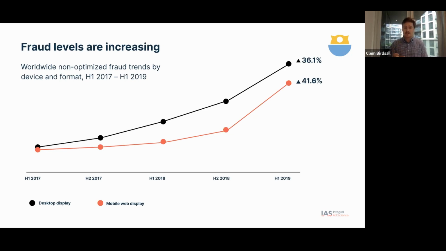It's also very interesting to note that desktop display, although it has a higher level of fraud, or we've measured a higher level of fraud, as more and more advertisers have transitioned to mobile, you can see between 2018 and 19 that rate has increased significantly. And that is fraudsters following where the money goes. If there's more money and more advertisers going towards mobile, you're going to start seeing more fraudulent ads and more fraudulent users on mobile as well.